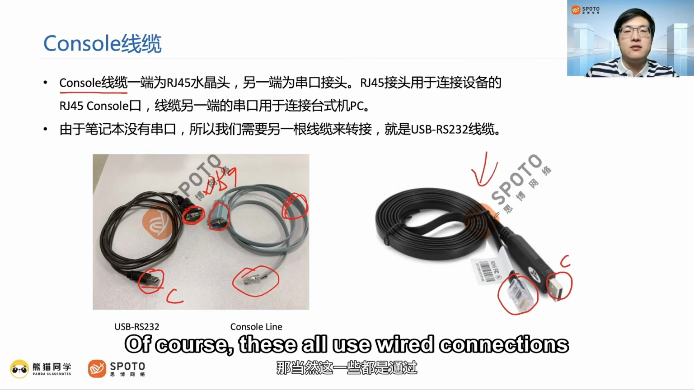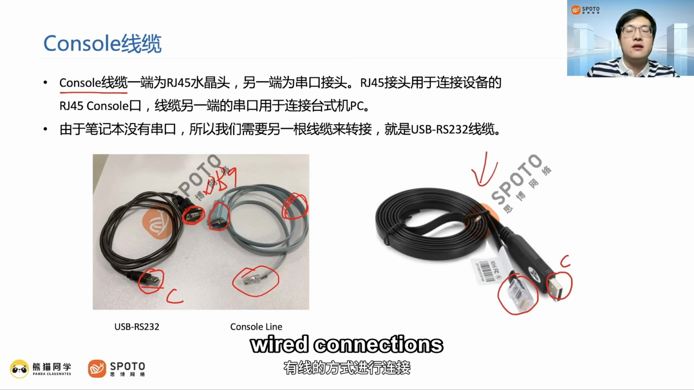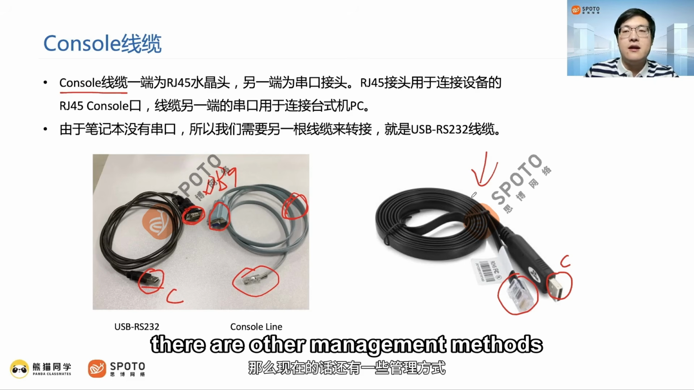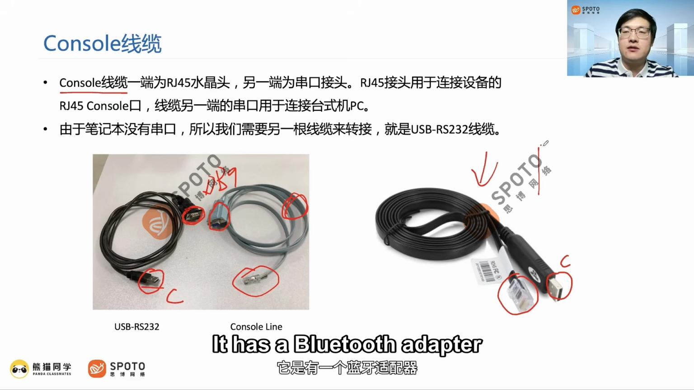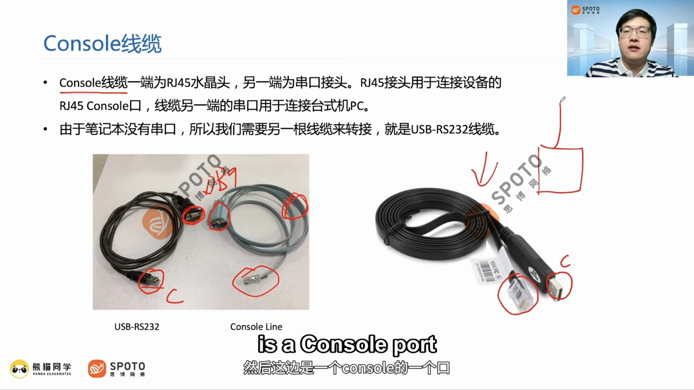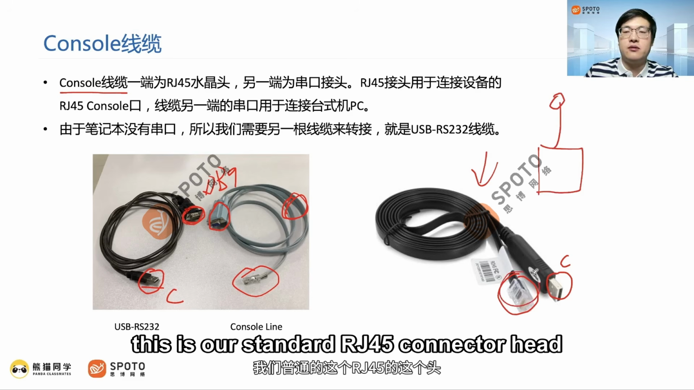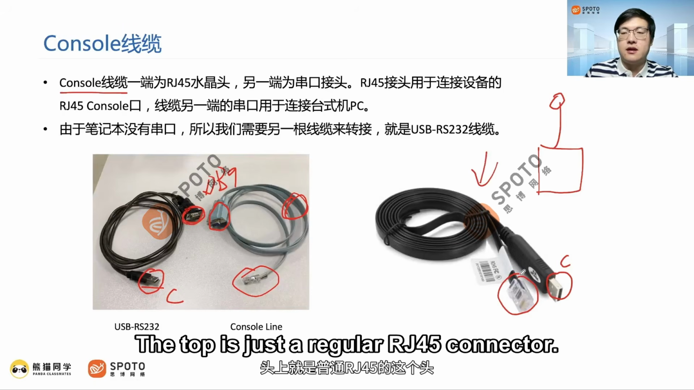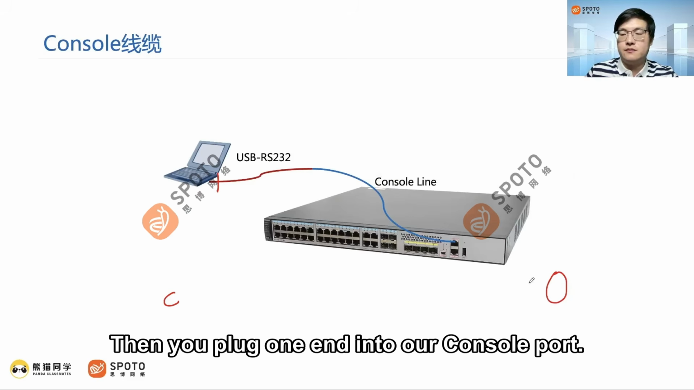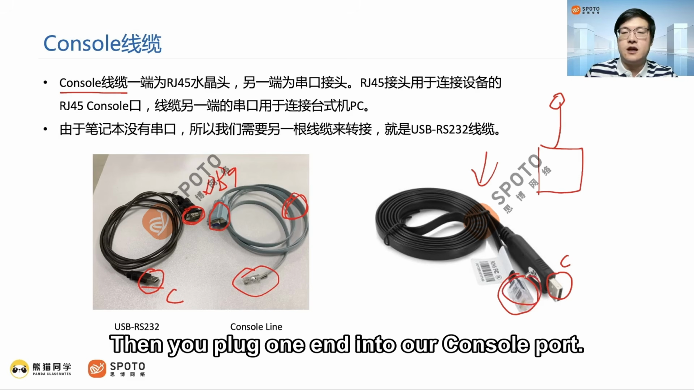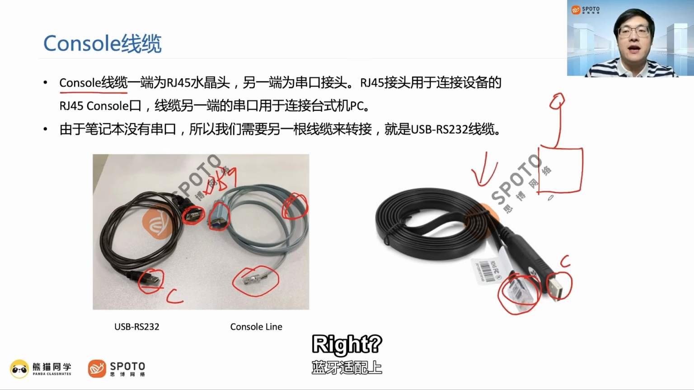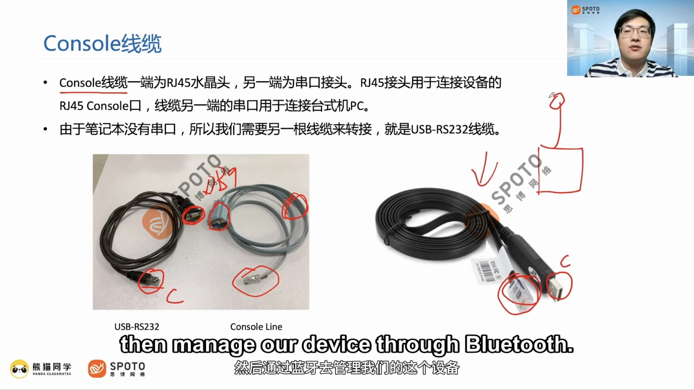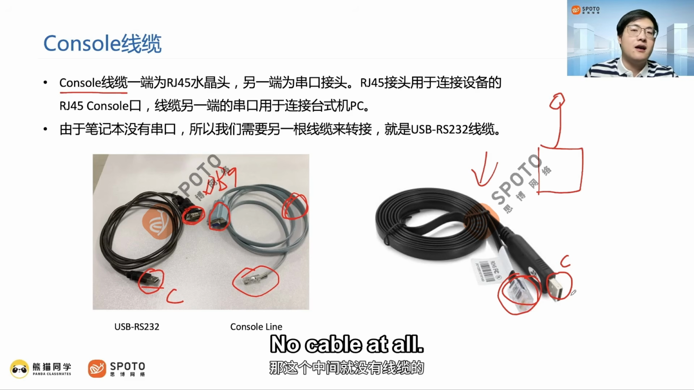Of course, these all use wired connections. Nowadays, there are other management methods. Console cables that use Bluetooth. It has a Bluetooth adapter, and on this end is a console port. And on the head, this is our standard RJ45 connector head. The top is just a regular RJ45 connector. Then you plug one end into our console port. Then turn on Bluetooth on your computer. Most of our laptops now have Bluetooth. Pair it via Bluetooth, then manage our device through Bluetooth. So there's no cable in between. No cable at all.